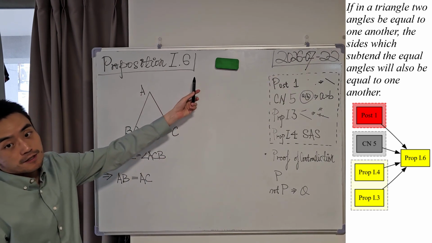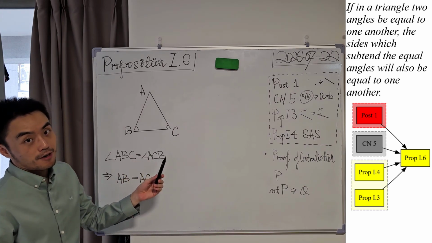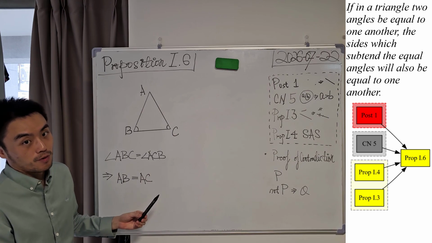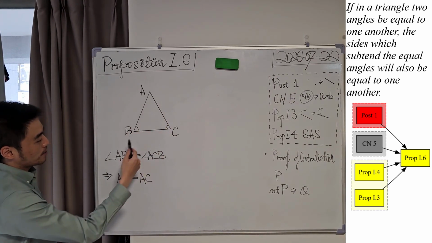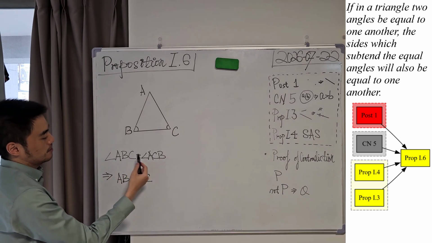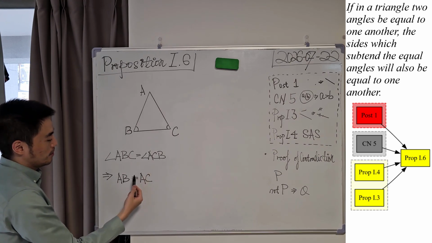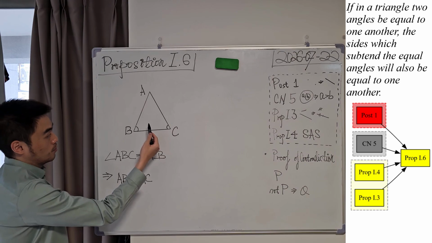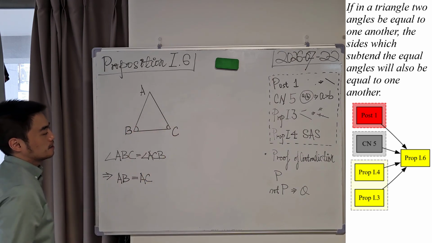Proposition 6 states that given a triangle, if two angles are equal to each other, then the subtended sides are also equal. Which means, for example, in this triangle ABC, we are given that angle ABC is equal to angle ACB. Then we can conclude that the subtended sides are equal, which means AB is equal to AC. Now let's prove it.